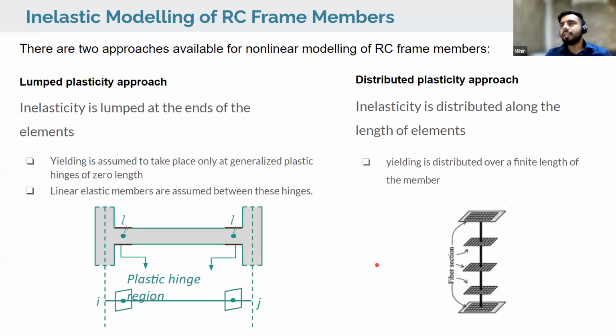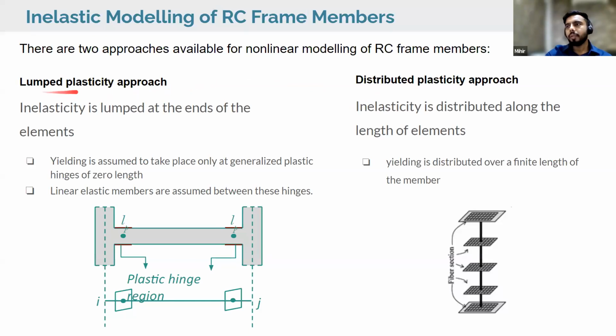Then the next important thing is to talk about the hinges. Since we are dealing with nonlinear analysis, how do we incorporate the nonlinearity in the model? So hinges are the answer for that. There are two approaches available for nonlinear modeling of RC frame members. Basically we can assign the hinges via two approaches. The first is the lumped plasticity approach and the other is the distributed plasticity approach. These are the types of hinges that can be used.